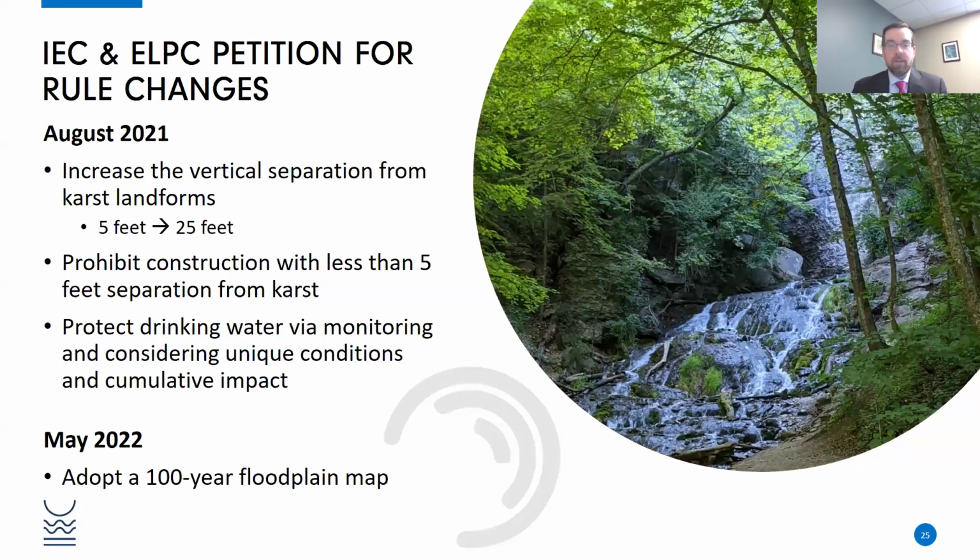In 2021, IEC, with our partners Environmental Law and Policy Center, petitioned for new rules regulating animal feeding operations. We focused some of these requested changes on karst terrain that Alicia talked about earlier. One of the changes we asked for was to increase the vertical separation from karst landforms. So that means the bottom of the manure storage pit needs to be at least 25 feet above the karst terrain instead of just 5 feet.